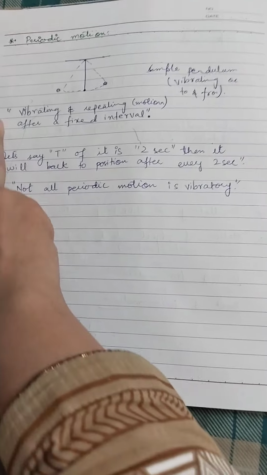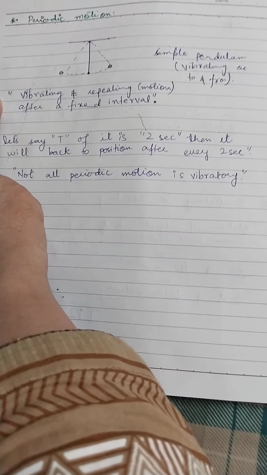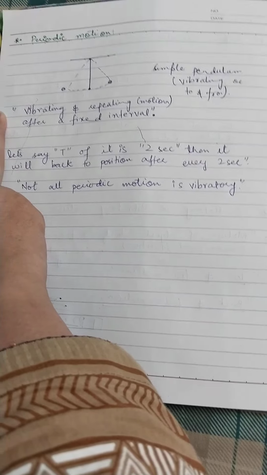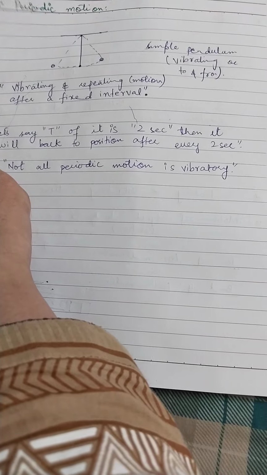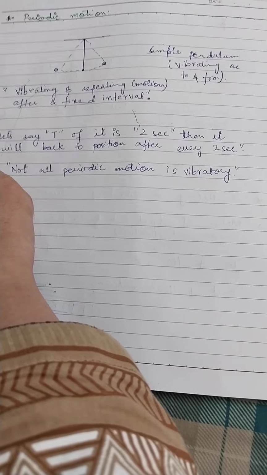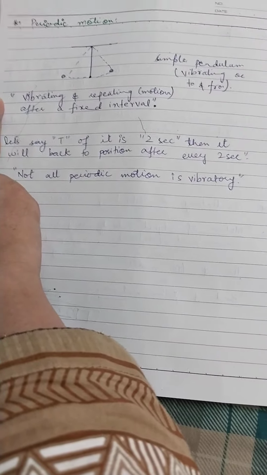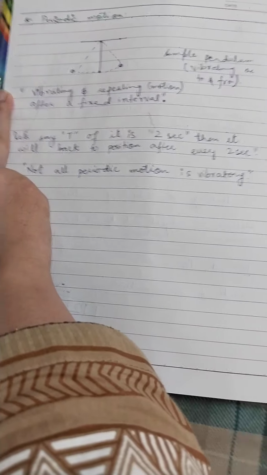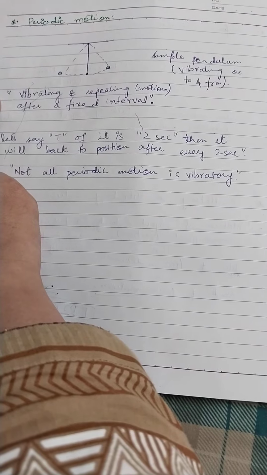Now moving on, in front of you, this is periodic motion. So what is periodic motion? Here we have taken an example of a simple pendulum that is performing vibratory or to-and-fro motion. Keep in mind, this is the vibrating motion of a simple pendulum, and the simple pendulum is repeating its motion after a fixed interval.